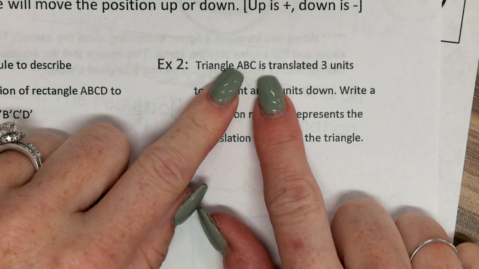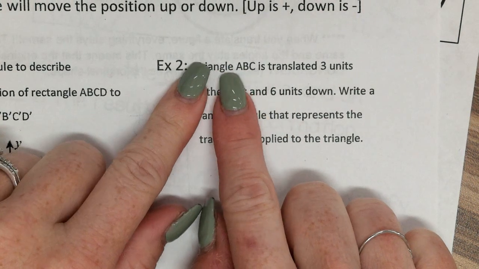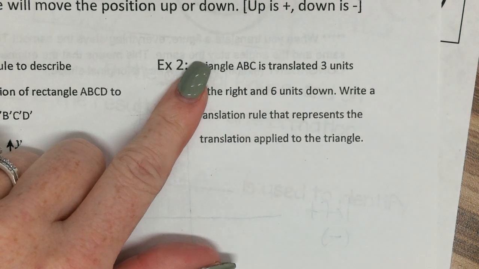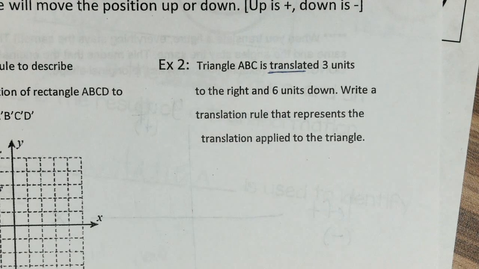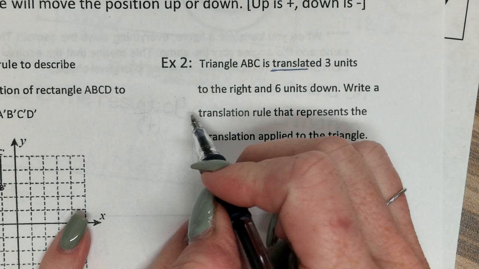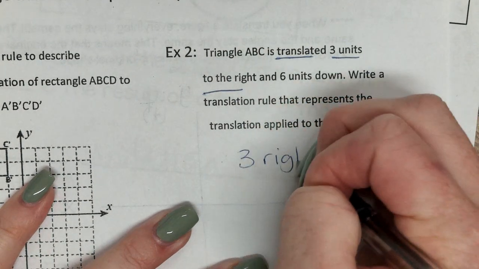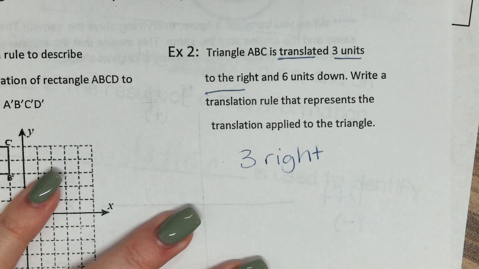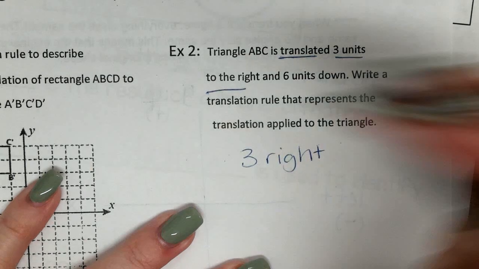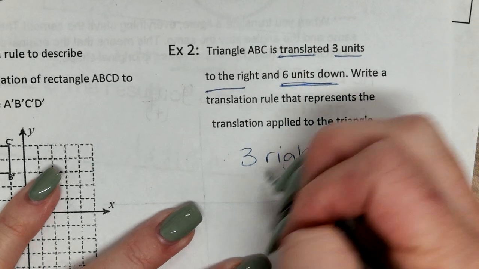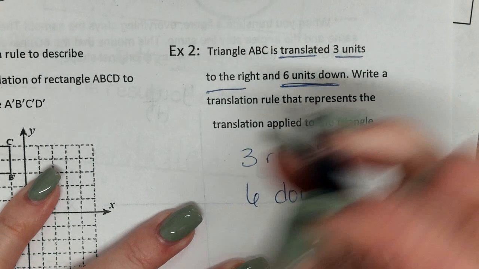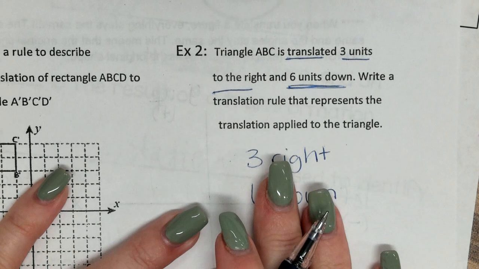I'm about to show you how easy this is. Triangle ABC is translated. What does translated mean? Slide. 3 units right. So all you're going to do is write 3 right. Now where am I going to go? Write that down. 6 down. You're almost done. If you can do that part, the rest is easy.